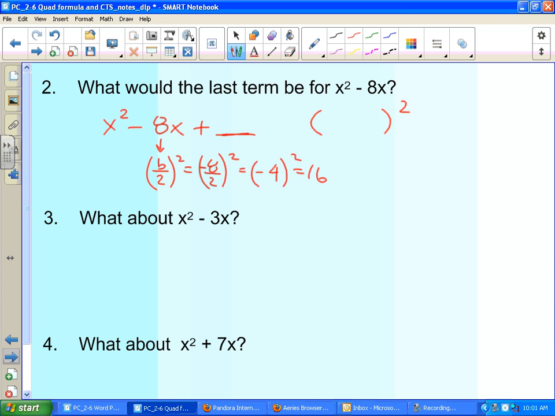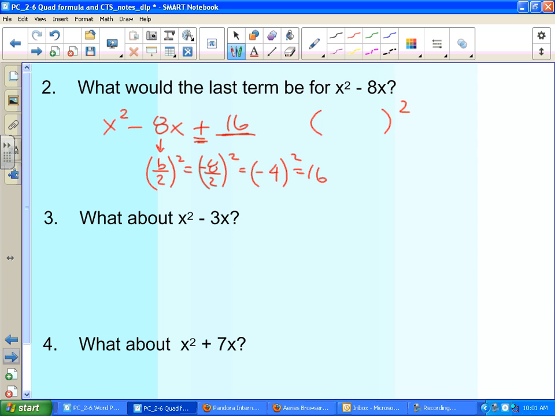So 16. Now by the way, when you find this b over 2 squared thing, you'll always be adding it to both sides of the equation. We'll always be adding because when you square a negative, you always get a positive. So that will always be plus right there. Always a plus. All right, so then I have x squared minus 8x plus 16. We can factor that. And you could go through the whole X box setup.